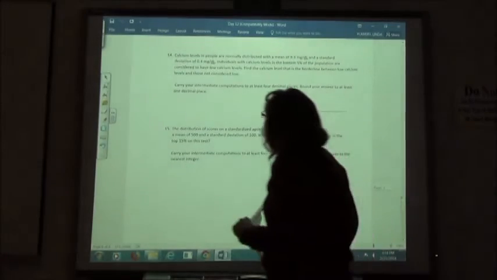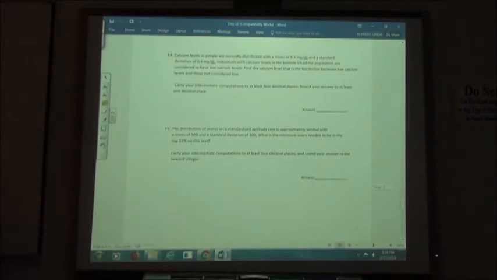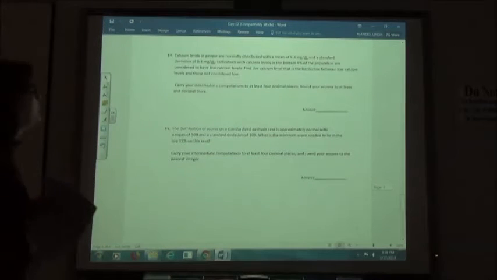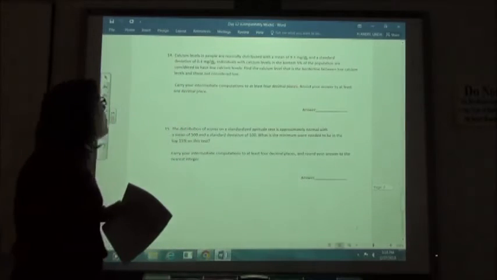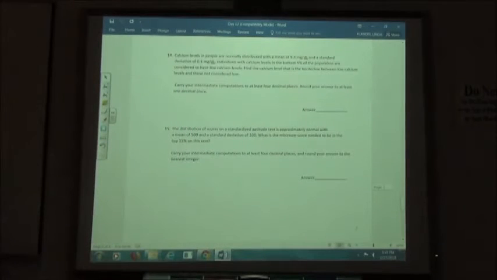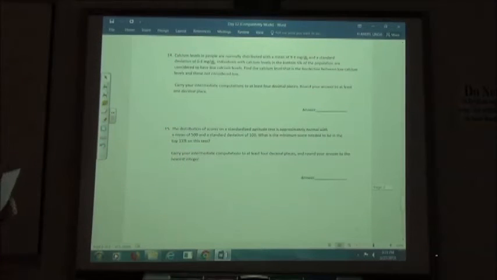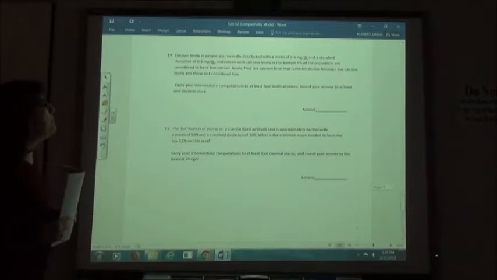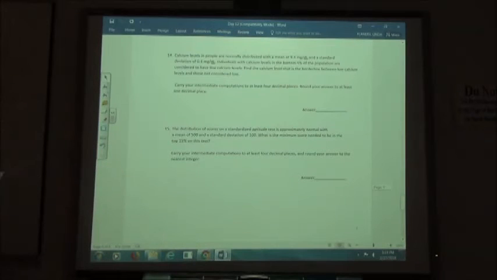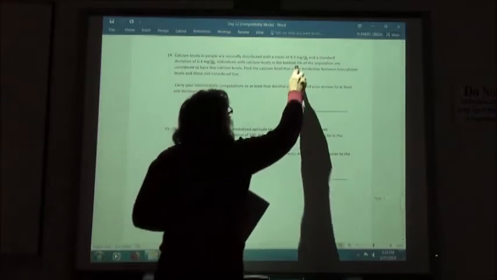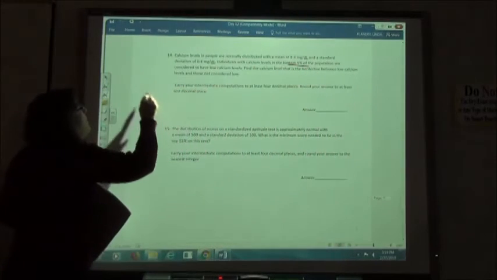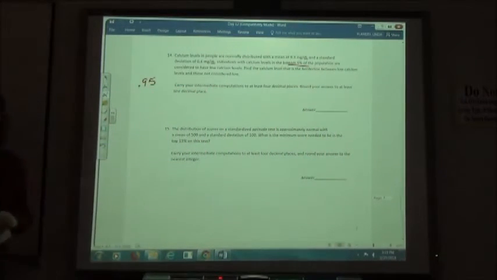All right. The next one: calcium levels in people are normally distributed with a mean of 9.3 milligrams per deciliter and a standard deviation of 0.4 milligrams per deciliter. Individuals with calcium levels in the bottom 5% of the population are considered to have low calcium levels. Find the calcium level that is the borderline between low and not considered low. So again on here, this is the bottom 5%. We actually want to find the top 95%.